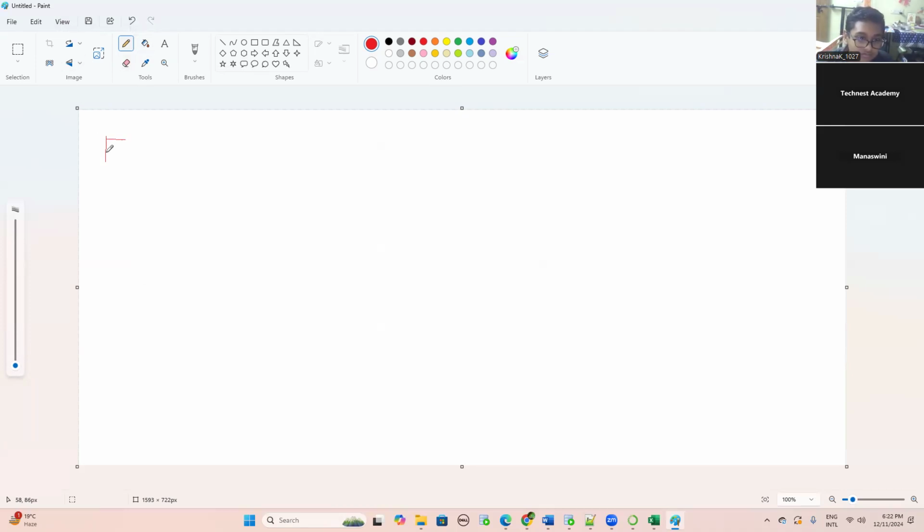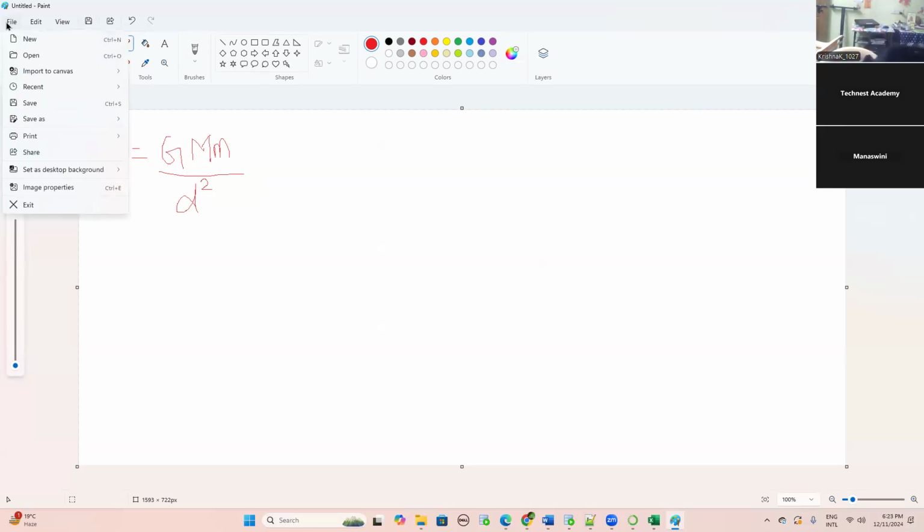Okay, so we have written F equals to G M into M divided by d square, right? Correct? This is the formula. Yes or no? Yes, sir.